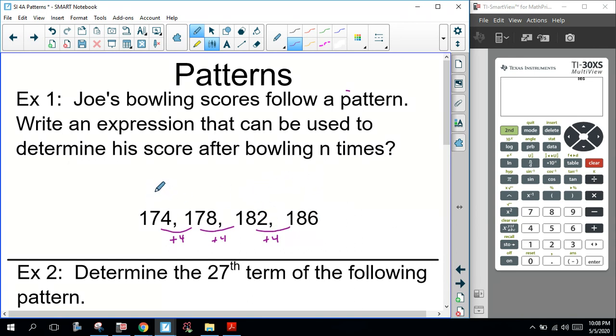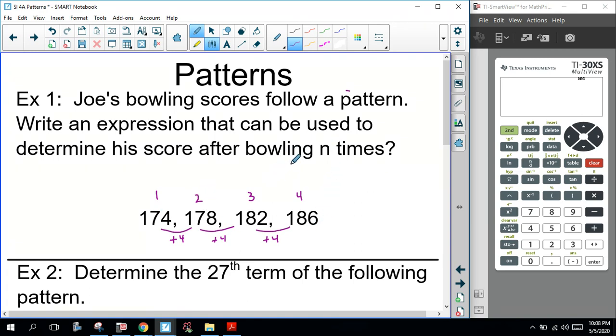The other thing to take a look at is these really represent ordered pairs, although you don't see that, because 174, well, that was his first score. 178 was his second score. This is his third score and his fourth. So really, this is the ordered pair (1, 174) and (2, 178).